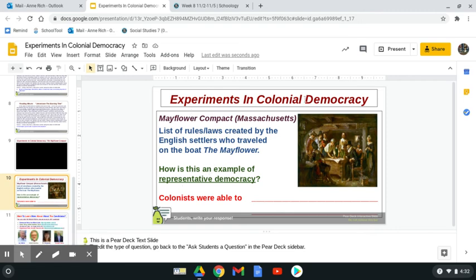Let's return back to experiments in colonial democracy. The Mayflower Compact, as we heard in our video, was a list of rules and laws created by the English settlers who traveled on the boat of the Mayflower. Specifically, this decision is made to protect the interests of the colony they were settling up.